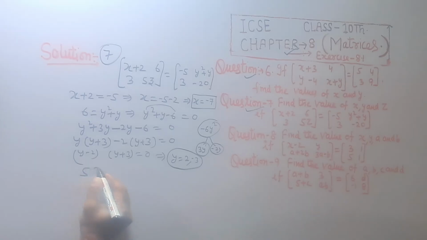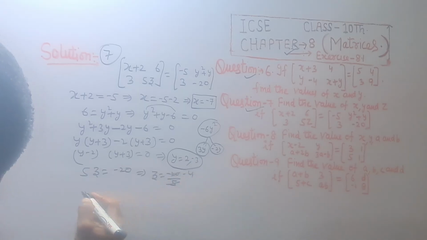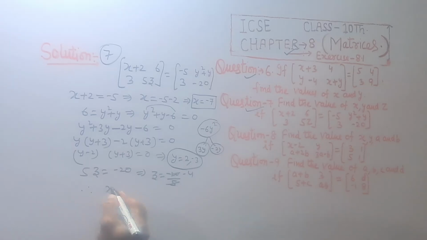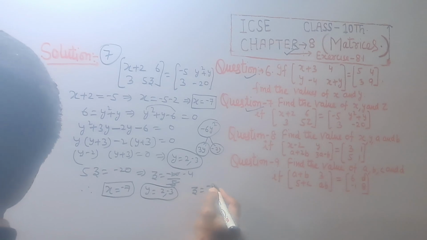And 5z equal to minus 20. So z equals minus 20 upon 5, that is minus 4. So required value x equal to minus 7 and y equal to 2 and minus 3, z equal to minus 4.